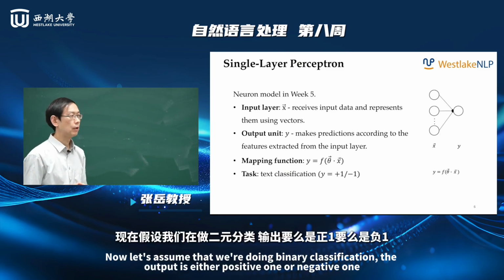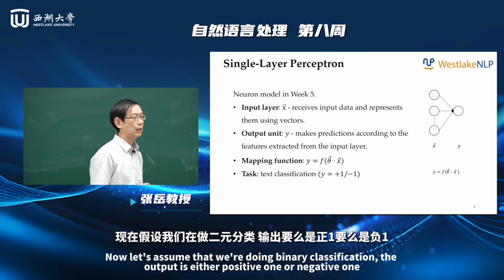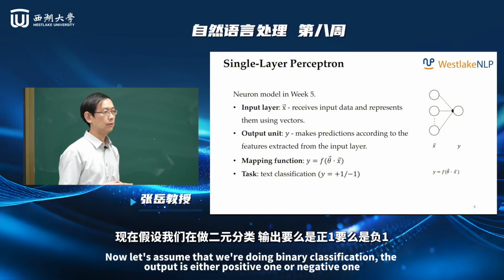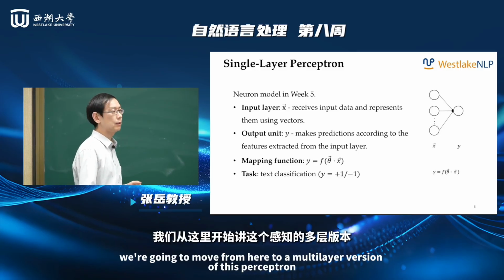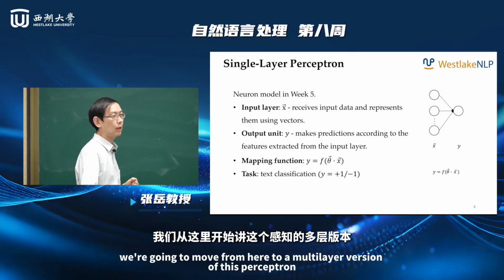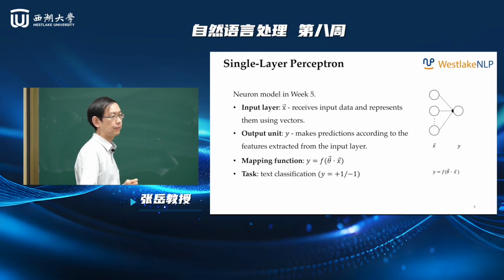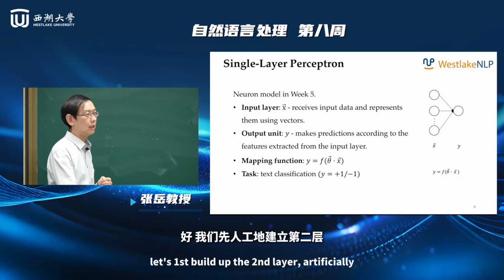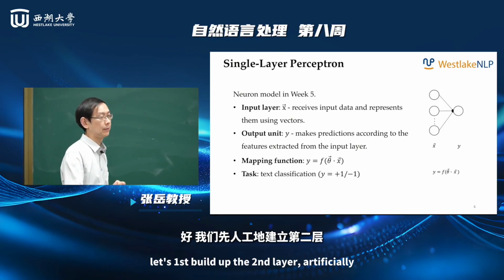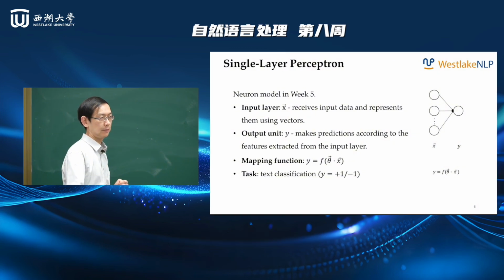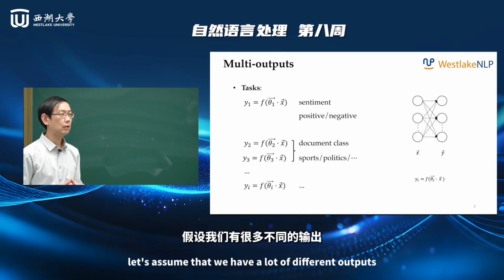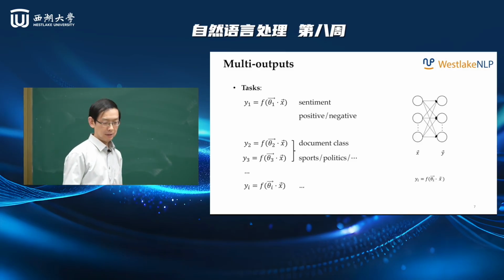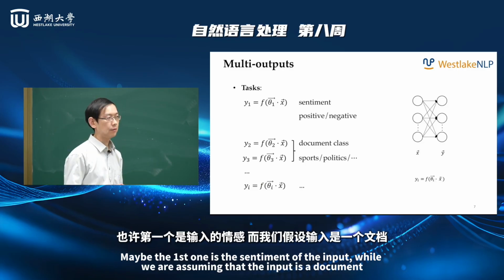Now, let's assume that we're doing binary classification. So the output is either +1 or -1. Okay, we're going to move from here to a multi-layer version of this perceptron. Okay, so let's first build up the second layer artificially. Let's assume that we have a lot of different outputs. Maybe the first one is the sentiment of the input. Well, we're assuming that the input is a document.